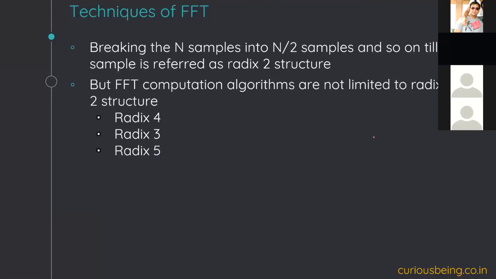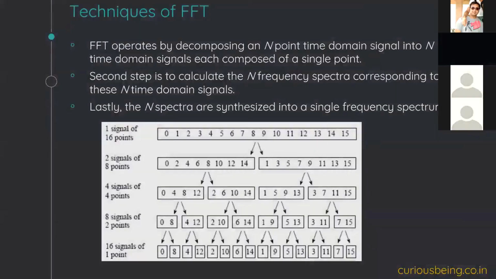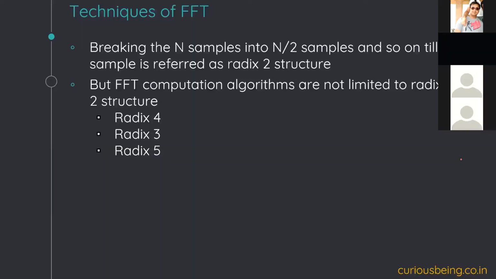This particular structure is also known as the radix structure. I think most of you are familiar with that. But till now, I think most of the books, like Oppenheim, only mention the radix-2 structure. But in industry, some more efficient FFT algorithms have also come, like radix-4, radix-3, radix-5. Those are also competing with the radix-2 structure in terms of efficiency or computational complexity.